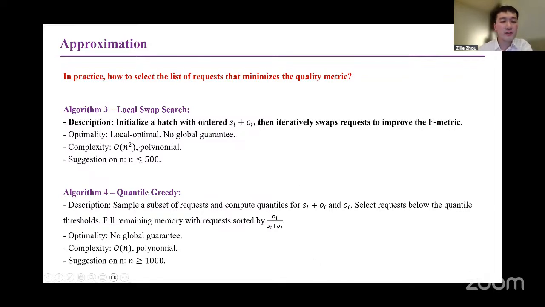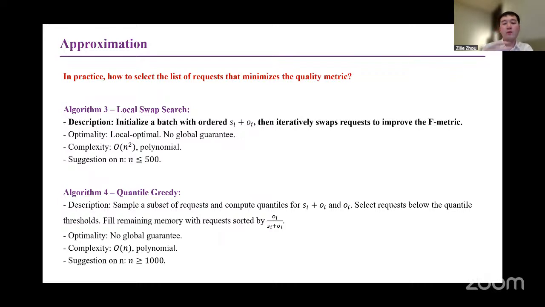Especially algorithm 3. Algorithm 3 is called local swap search, which initializes a batch with the ordered Si plus Oi, and then iteratively swaps requests to improve this F metric. We swap all of the requests until we cannot improve the F metric, and then we are done. There's no guarantee for the optimality, and the complexity is O(n squared). So I think when n is less than or equal to 500, this will be a very practical algorithm.